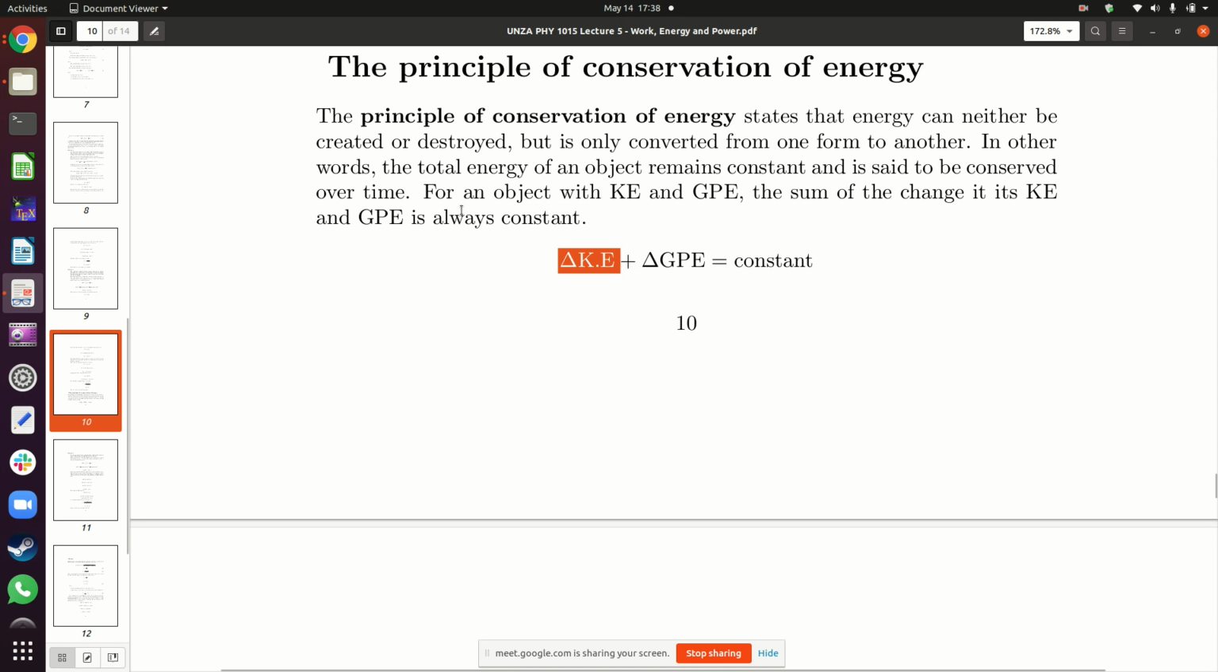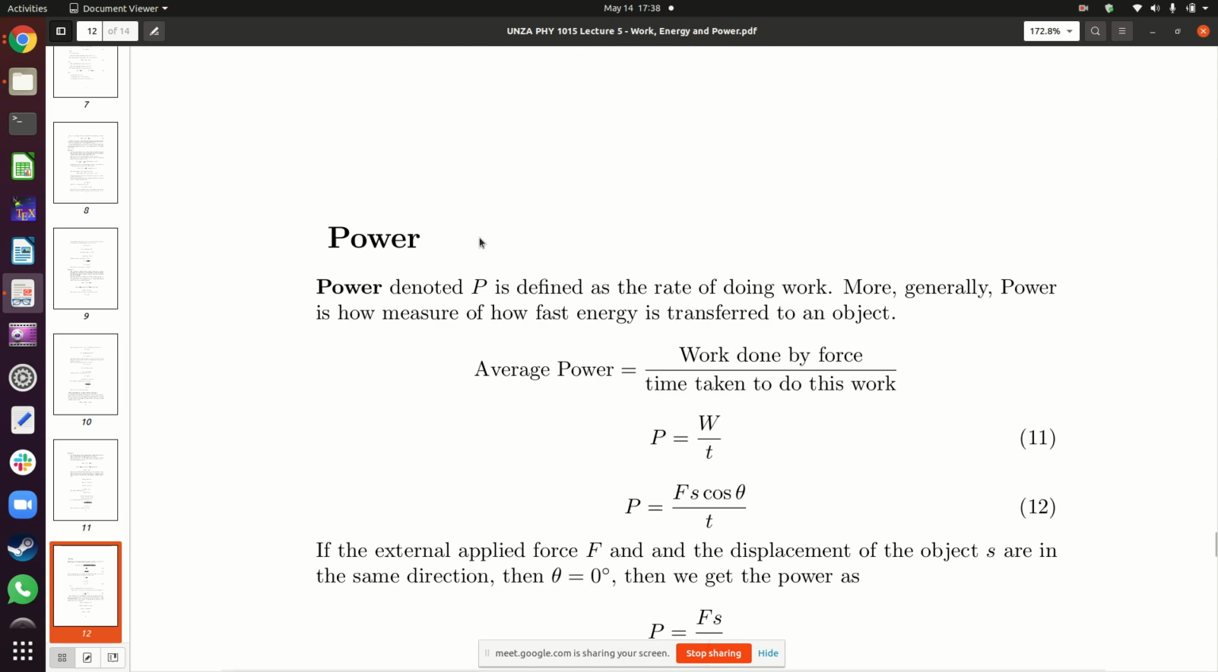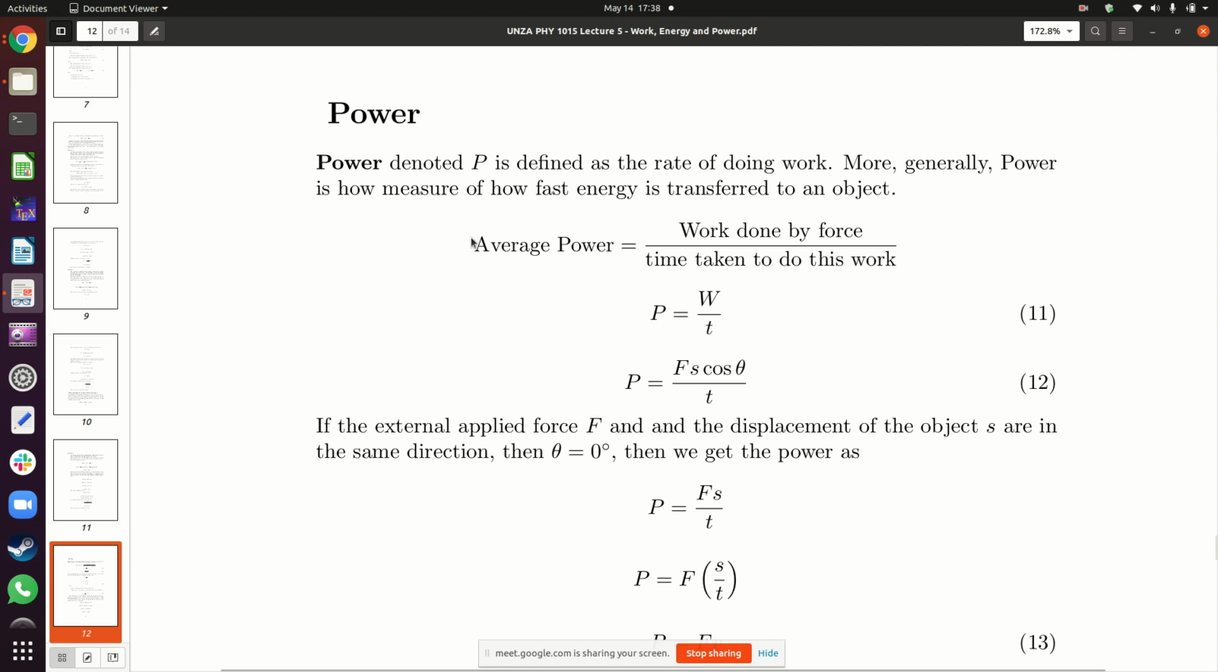Yes, sir. Okay. The next bit which we need to look at is something called power. Power refers to how fast you're doing work. You have to remember what you're doing when you're performing work. When you perform work, you are transferring energy to the object you're doing work on. It depends on what kind of work you're doing. If the work you're doing is positive, you are transferring energy to this particular object. If the work is negative, you are taking away energy from this particular object.